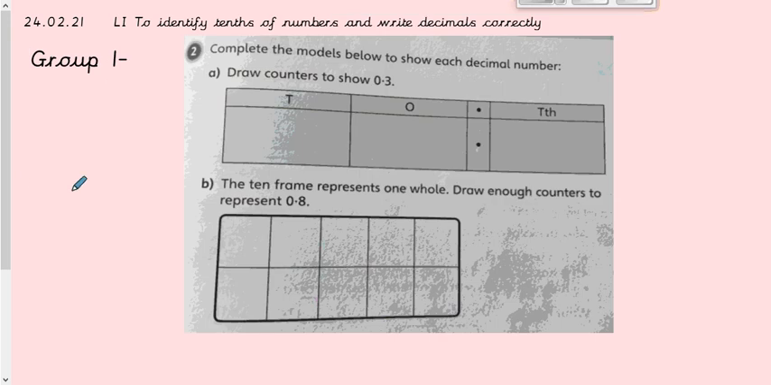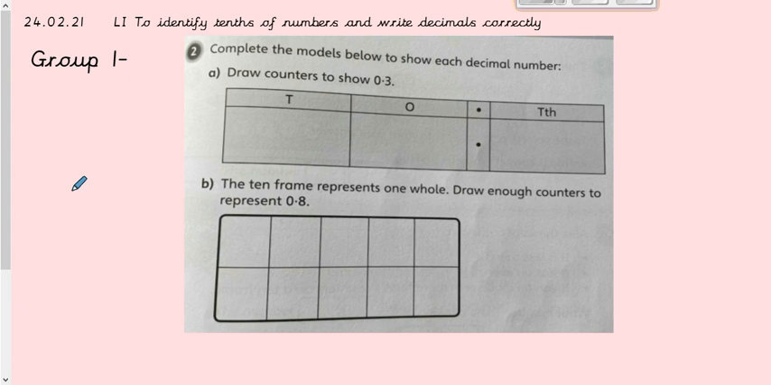Second part for Group 1 then, complete the models below to show each decimal number. So draw counters to show 0.3. So you should have drawn 3 counters in the tenths because there are 3 tenths. You could have written a tenth in each counter, or you could have written 0.1 in each counter, but either way it doesn't matter too much.